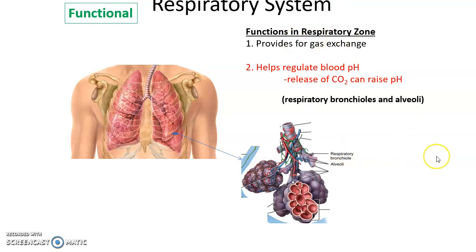So gas exchange, as I mentioned, is one important function in the respiratory zone. The other function, which you might not have known before today, is that the respiratory zone also helps to regulate blood pH. pH, how acidic the blood is. Turns out that if you remove carbon dioxide from the bloodstream, that will raise the pH, make it less acidic. Or the other side, if you don't release the carbon dioxide, then the blood will become more acidic. So basically, how fast or slow we breathe can affect the pH of blood.